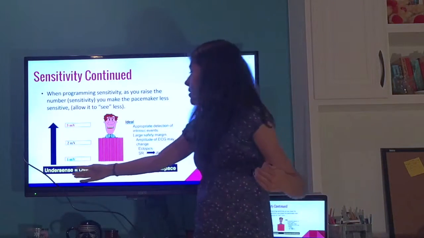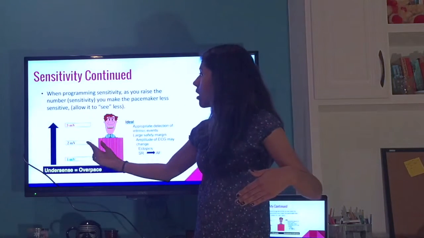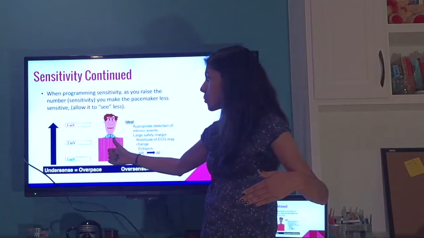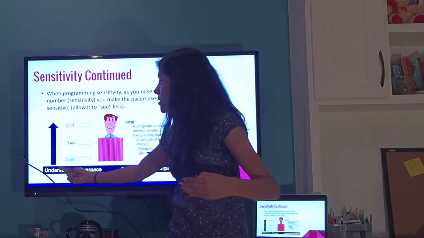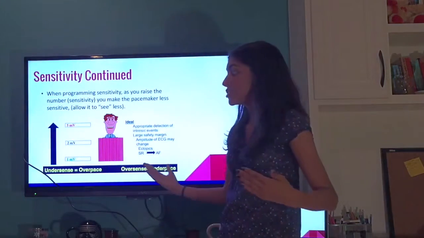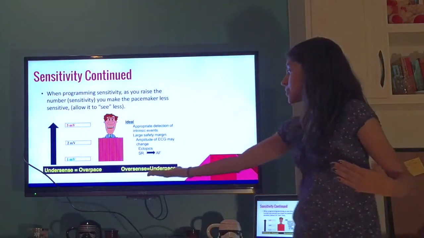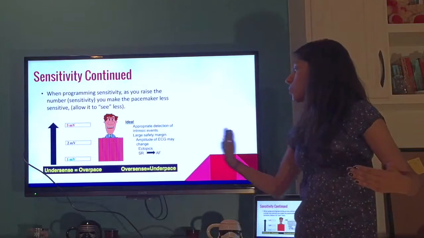So an undersensitive pacemaker will cause it to overpace. It will be firing that signal more and more rapidly because the low sensitivity threshold is reached quickly. And the same goes for oversensing, which will underpace.